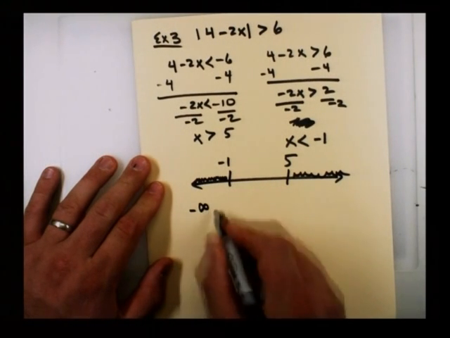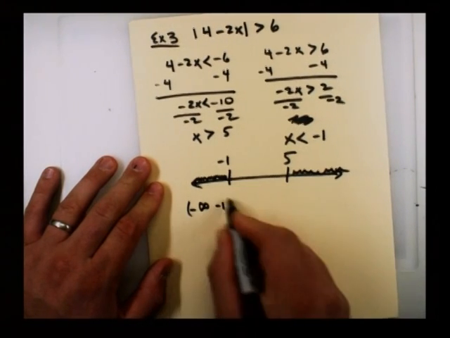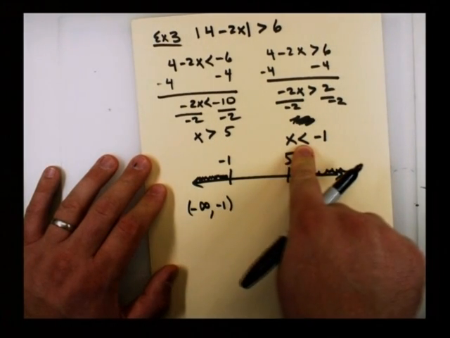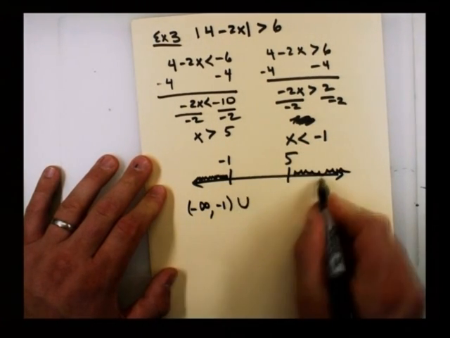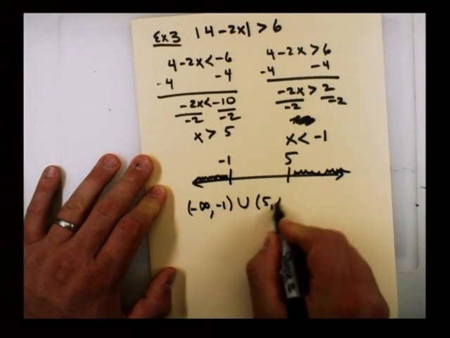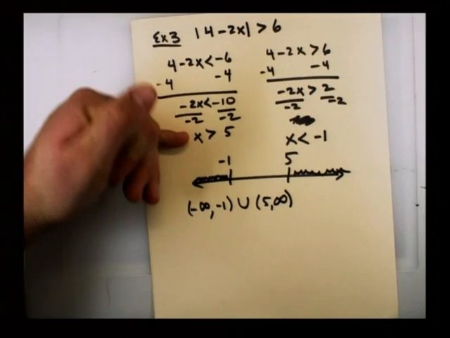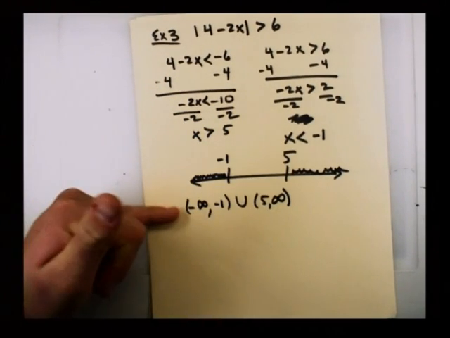So let's take a look at this one on the number line real quick. We have negative 1. We have 5. X has to be greater than 5, so we have to color in that side. X has to be less than negative 1. There's the visual on ours.